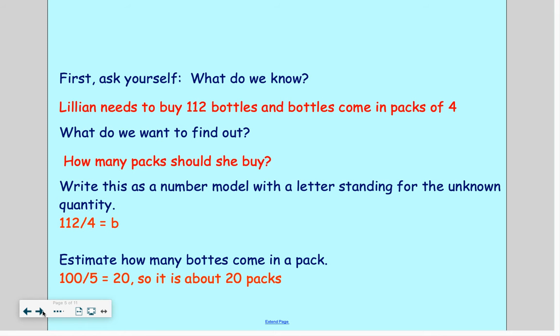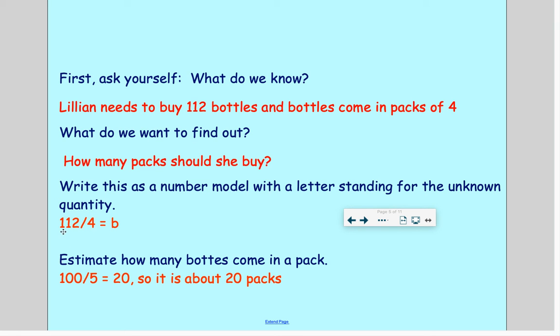First of all, let's ask ourselves, what do we know? Lillian needs to buy 112 bottles, and bottles come in packs of 4. We know that much. What do we need to find out? How many packs should she buy? That's what we need to find out. So we can write a number model with a letter standing for the unknown quantity: 112 divided by 4, and we could use the unknown number b.